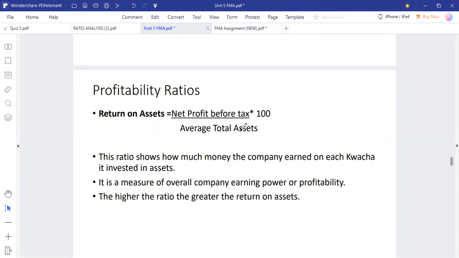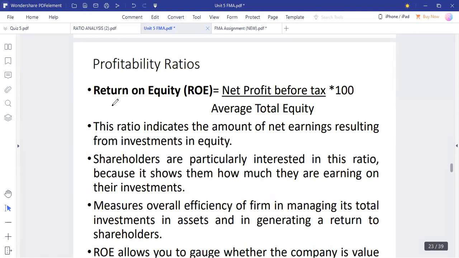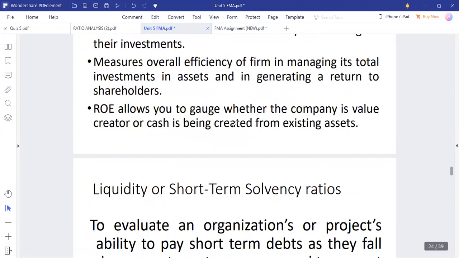So if we have a higher return on assets, it means that we are using our assets properly to generate our net profit. Other profitability ratios include the return on equity. This ratio, however, also falls under shareholders' ratios because we are looking at their equity, which belongs to them. So it looks at the net earnings that emanate from the investments that shareholders put in terms of equity. The shareholders will be very interested in this because it will be vital for them to understand how much their assets are creating value.